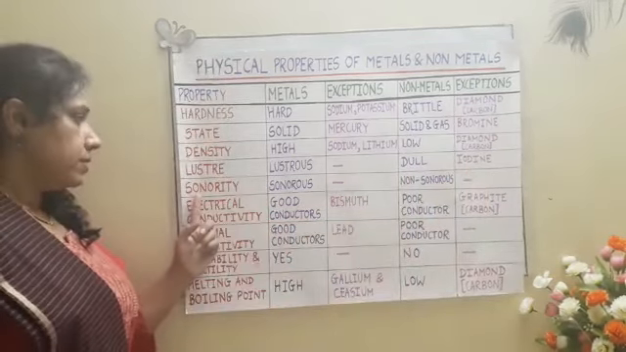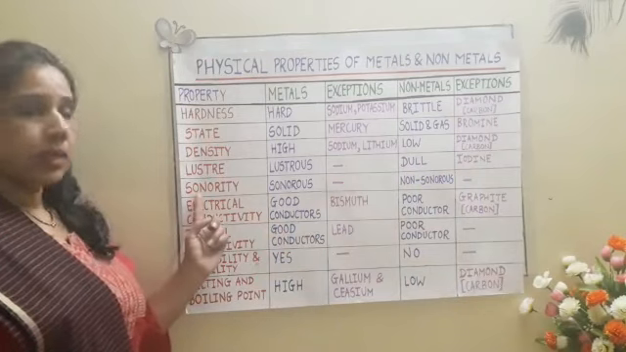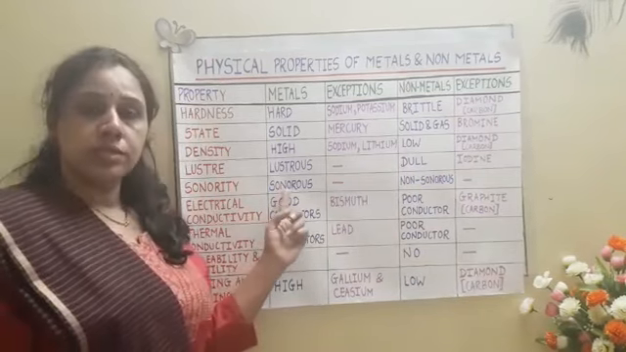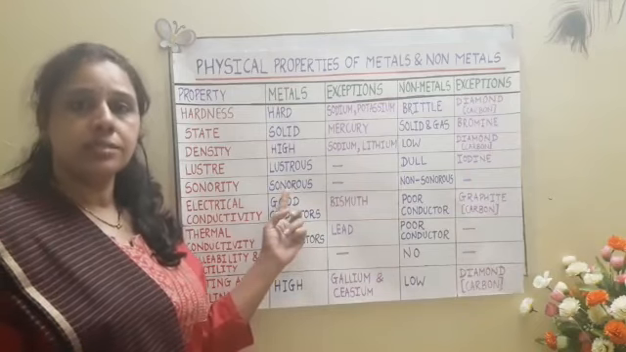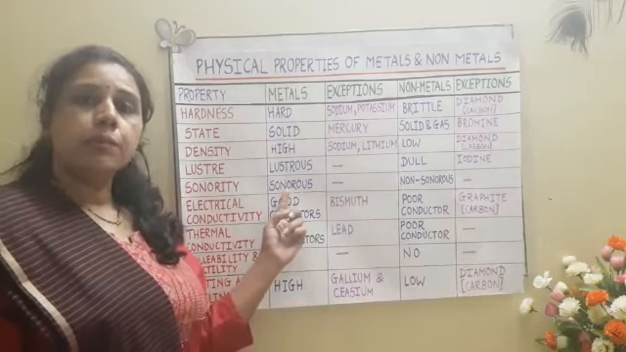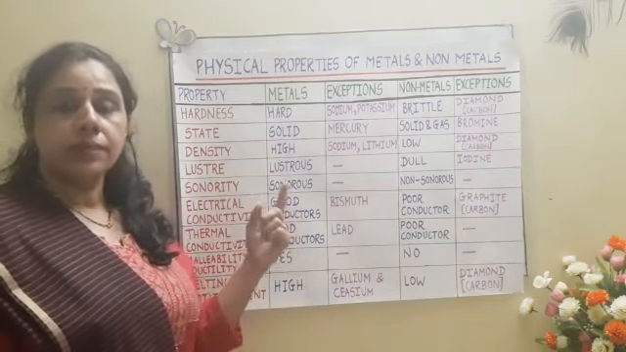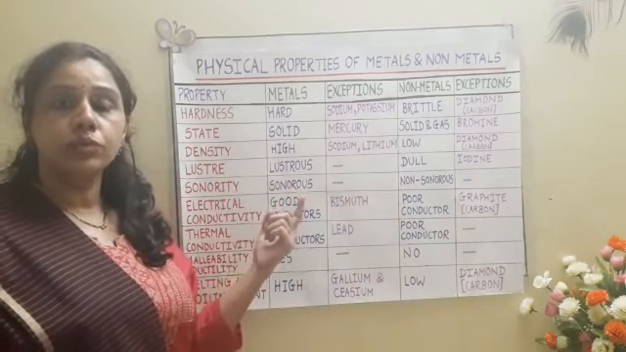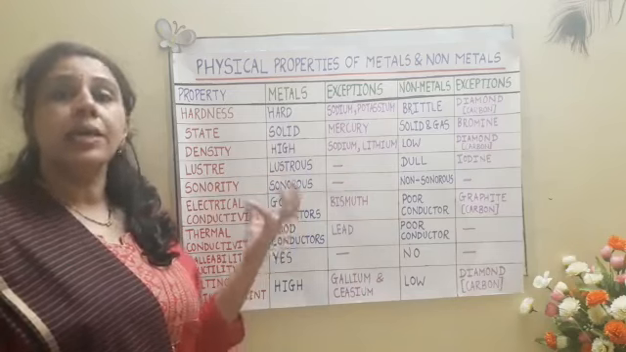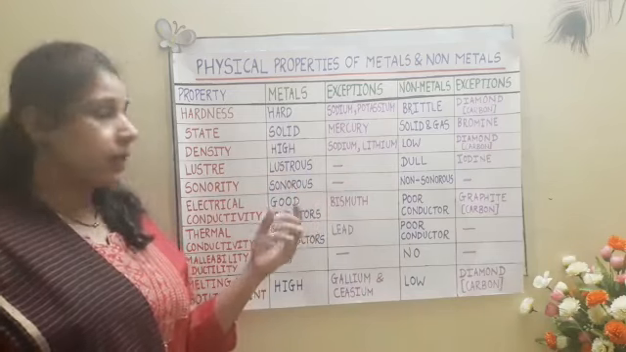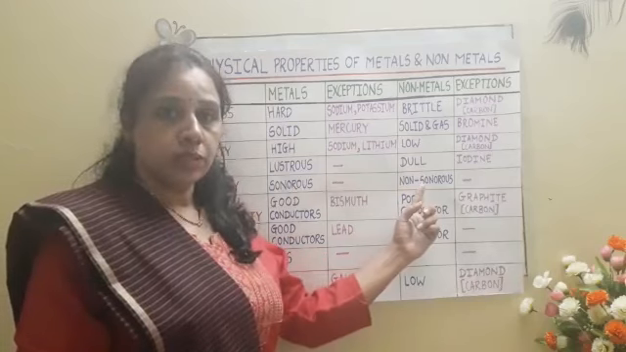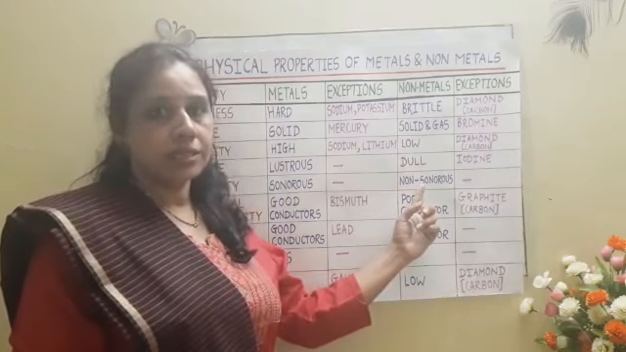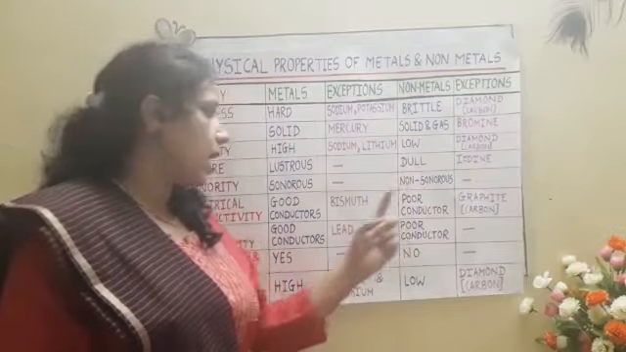Next property is sonority. Metals are sonorous, means when they are struck with a hard substance, they produce a ringing sound. That is why metals are used in making bells in the temples, whereas non-metals are non-sonorous. They don't produce any ringing sound when they are struck with a hard substance.